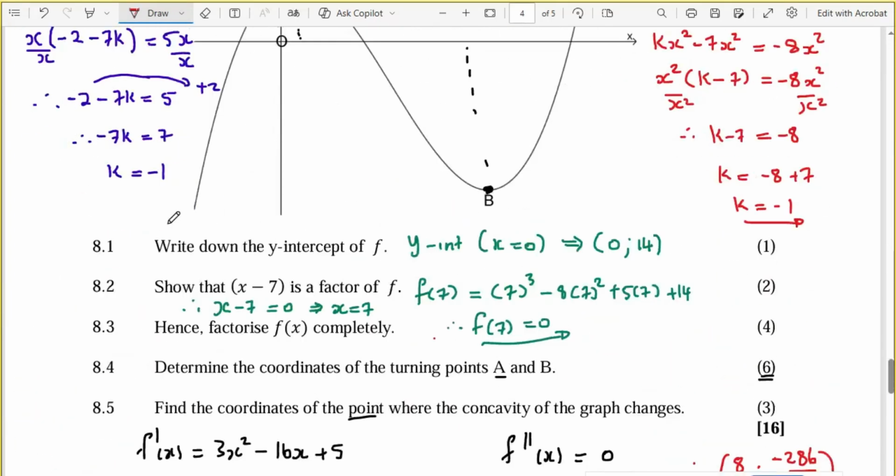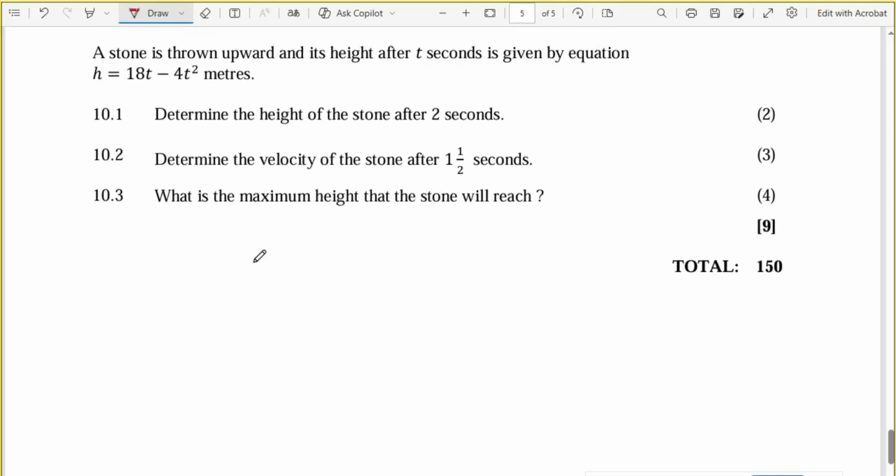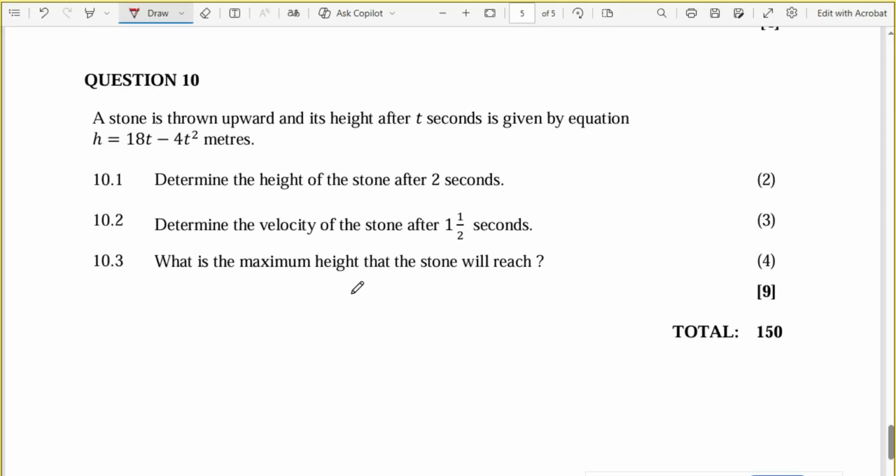So let me just quickly explain question 10. Question 10 has to do with optimization, né? This is one of the easiest questions, and you don't have to lose marks here. A stone is thrown upward, and its height after t seconds is given by the equation. Determine the height of the stone after 2 seconds. Look at the mark allocation, 2 marks.